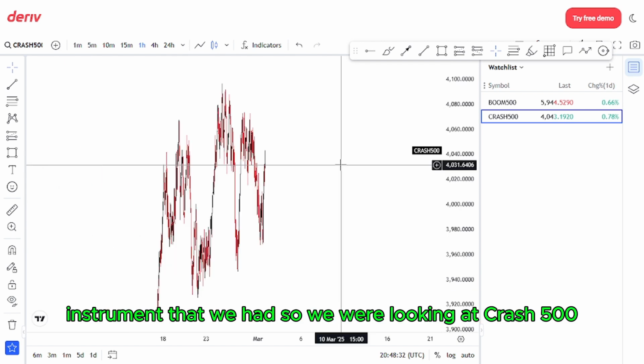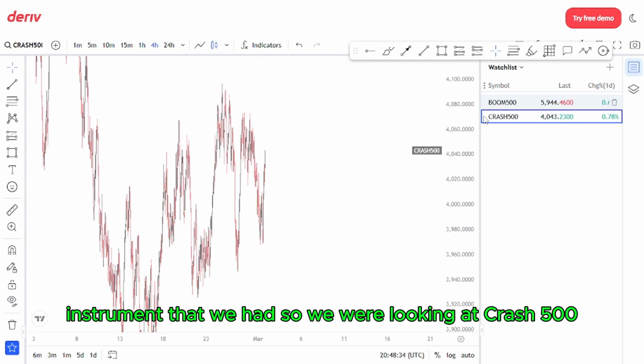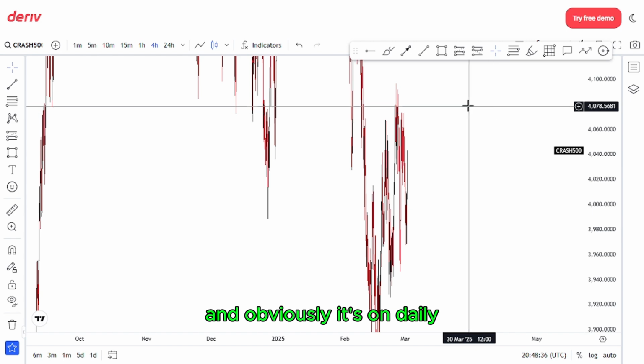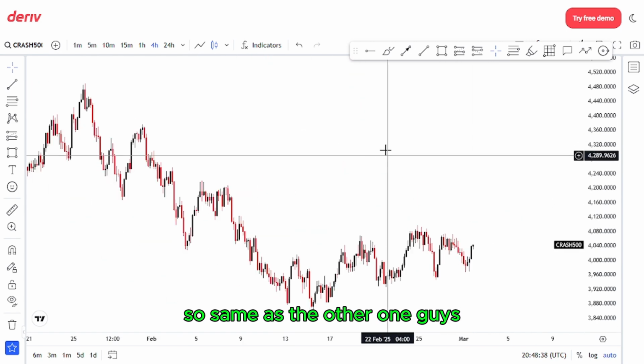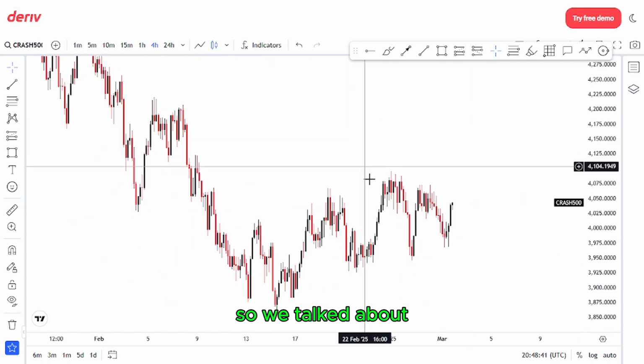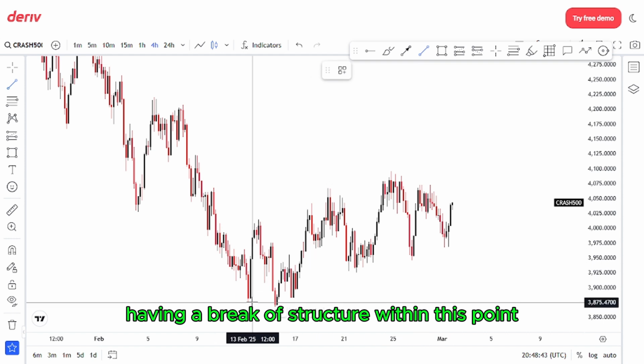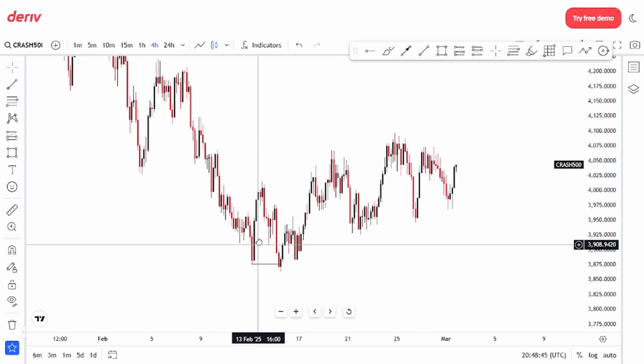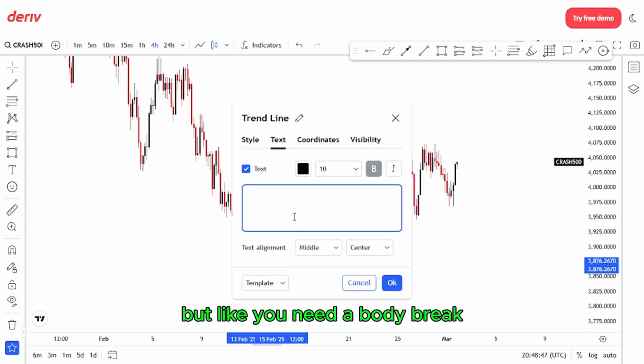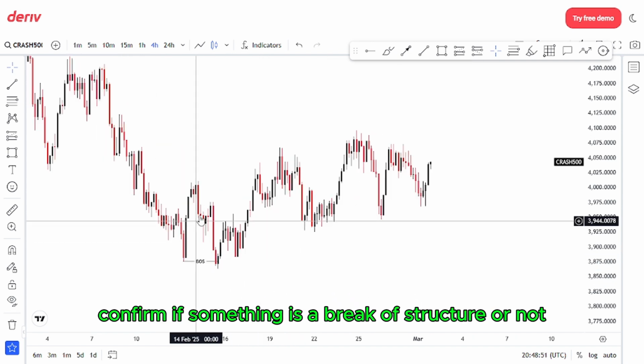So let's just look at the last pair that we had, or the instrument that we had. So we were looking at Crash 500, and obviously it's on daily, it's on the 4 hour time frame. So same as the other one, guys. We talked about having a break of structure within this point. It was a small break of structure, but you need a body break before you can confirm if something is a break of structure or not.